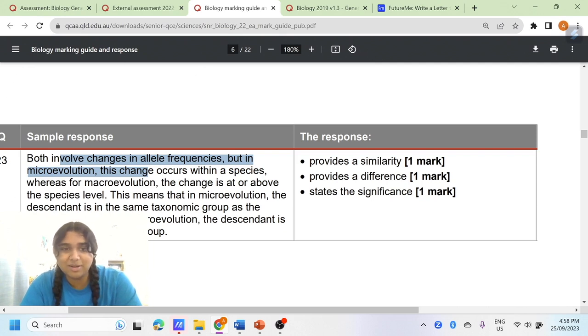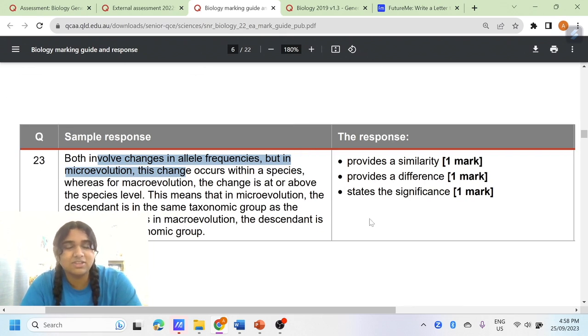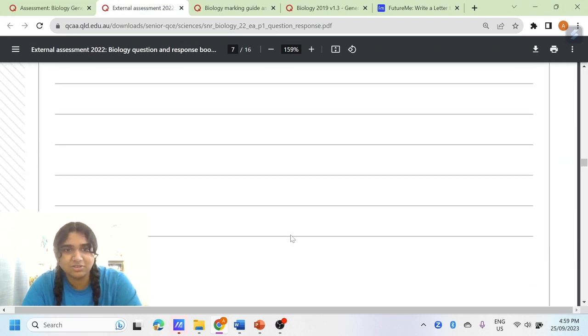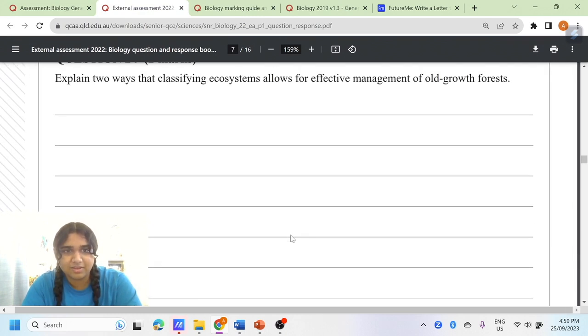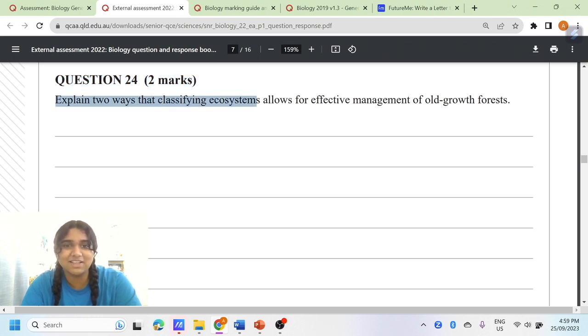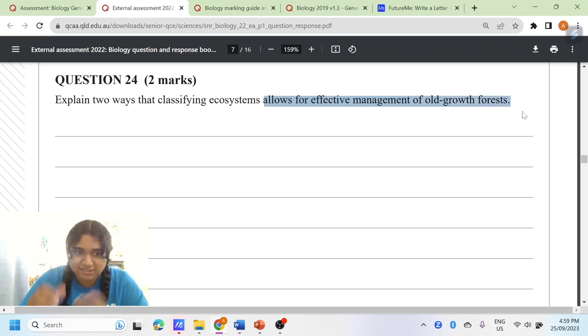And only by interacting with the marking guides for these kinds of things can you get a grasp of what to include in each of your answers. Another question that's really good to go through is this one, actually. Question 24, another 2-mark question. Explain 2 ways that classifying ecosystems allows for effective management of old growth forests.